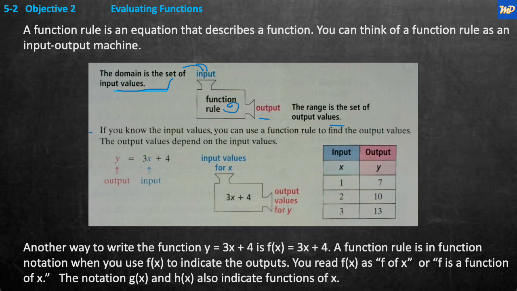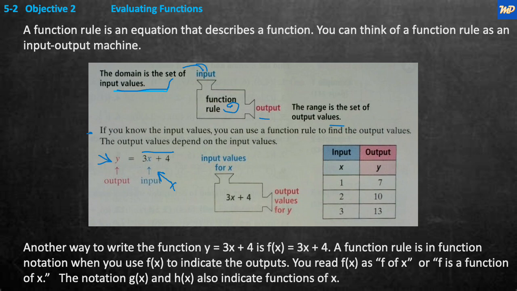So if you know the input values, you can use a function rule to find the output values. The output values depend on the input values. So what do we have here? We have an equation: y is equal to 3x plus 4. Y is the output, and the input value is this x value right there. X is the input. But the function rule says take that x value, multiply it by 3, and then add 4. That's what you have here.